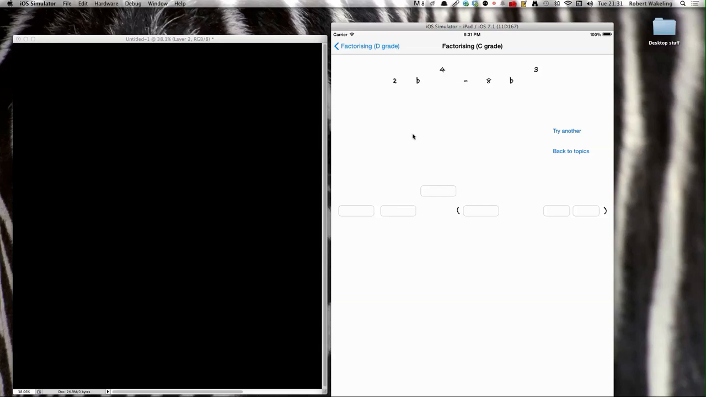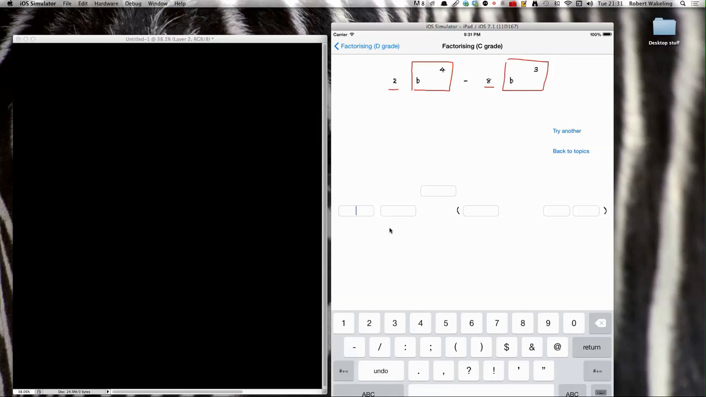Keep trying these, having a look to see what goes into 2 and 8, and what's the highest thing that goes into b to the power of 4 and b cubed. So we've got 2b cubed, and what do we have to multiply b cubed by to get b to the power of 4? That would be b, and then minus, and whatever's left over, times that by 4 to give you 8b cubed.